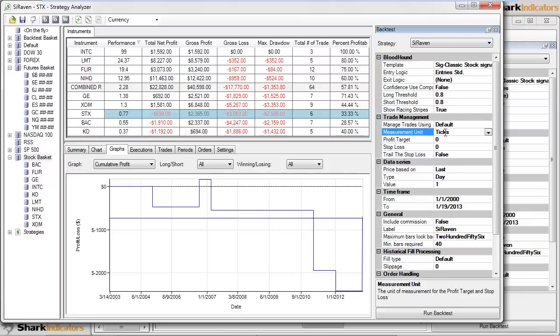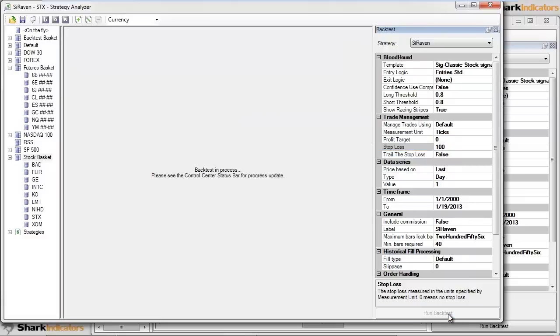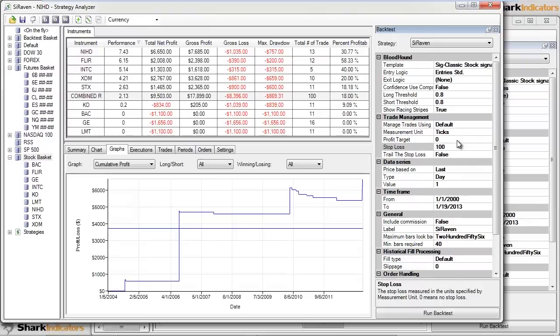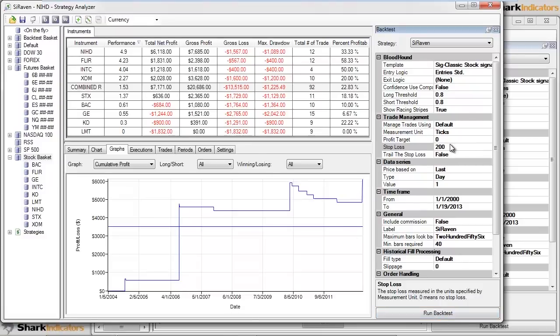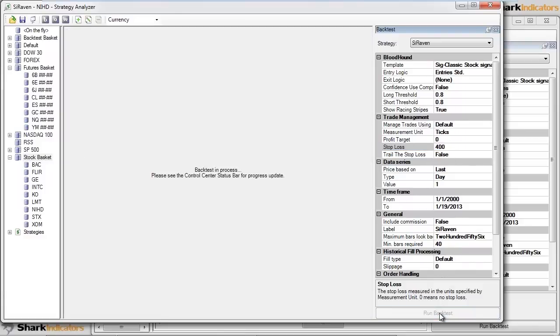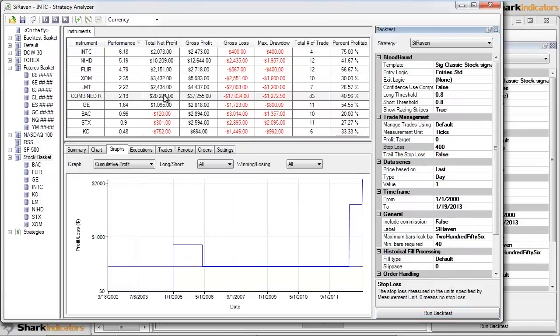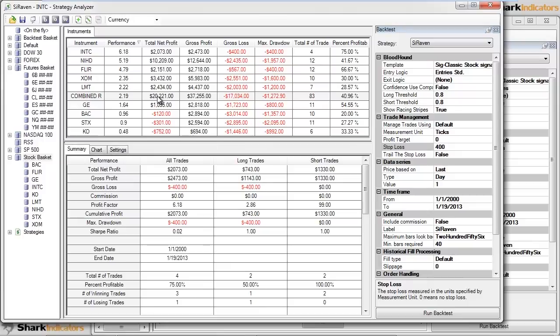So I'm dealing with ticks here. 100 ticks is basically $1 in stocks. So a $1 stop loss, you can definitely guesstimate that is pretty tight. And look at our combined, and now it's down to 9,000. So definitely $1 is way too tight. We'll jump it up to 2 and see what happens. Made it even worse. Let's jump it up to 4. Now we're kind of close to where we were before.